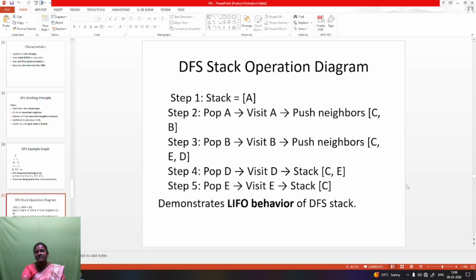Now the stack contains C and E. In step 5, we pop E and visit E. After completing the visit of E, the stack contains only C. That demonstrates the last in first out behavior of the DFS stack. That is, we use the stack data structure for its implementation. Stack uses last in first out behavior.